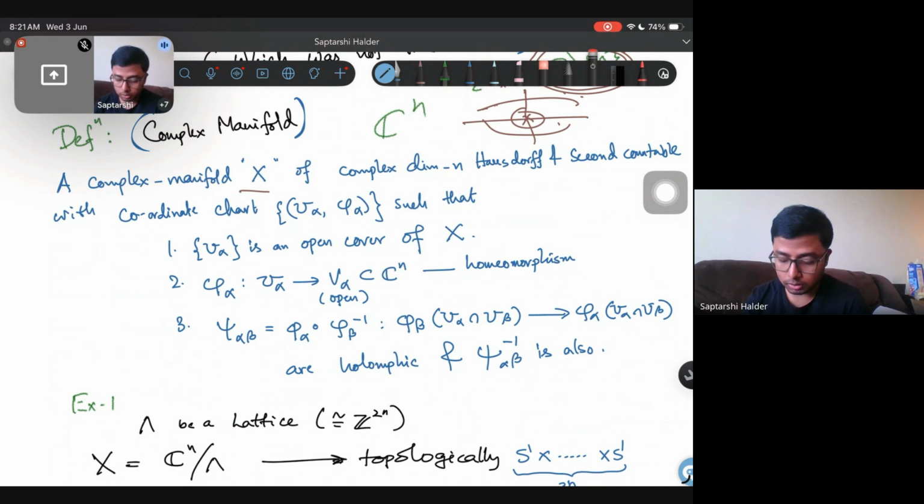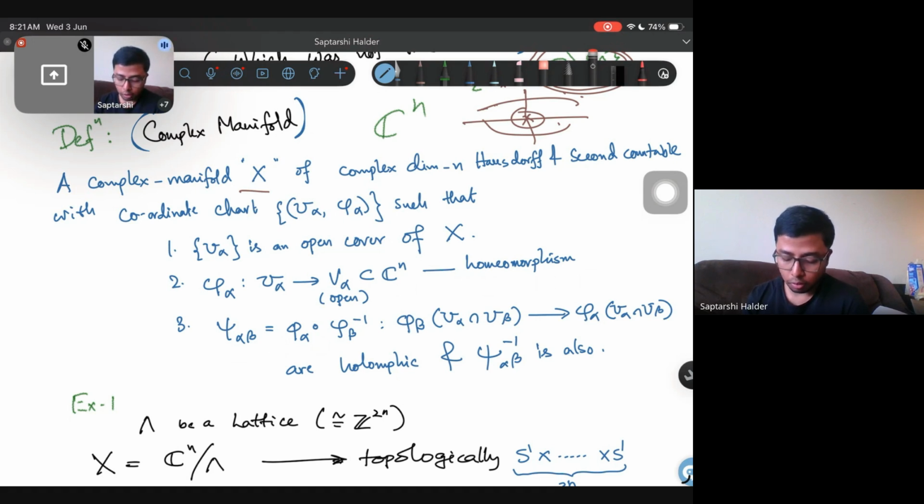So first one is U alpha is an open cover of X. Okay, and we have phi alpha, which is from U to V alpha. V alpha is open, is a subset of Cn, and is a homeomorphism. And these are called transition functions, from one chart to another chart.